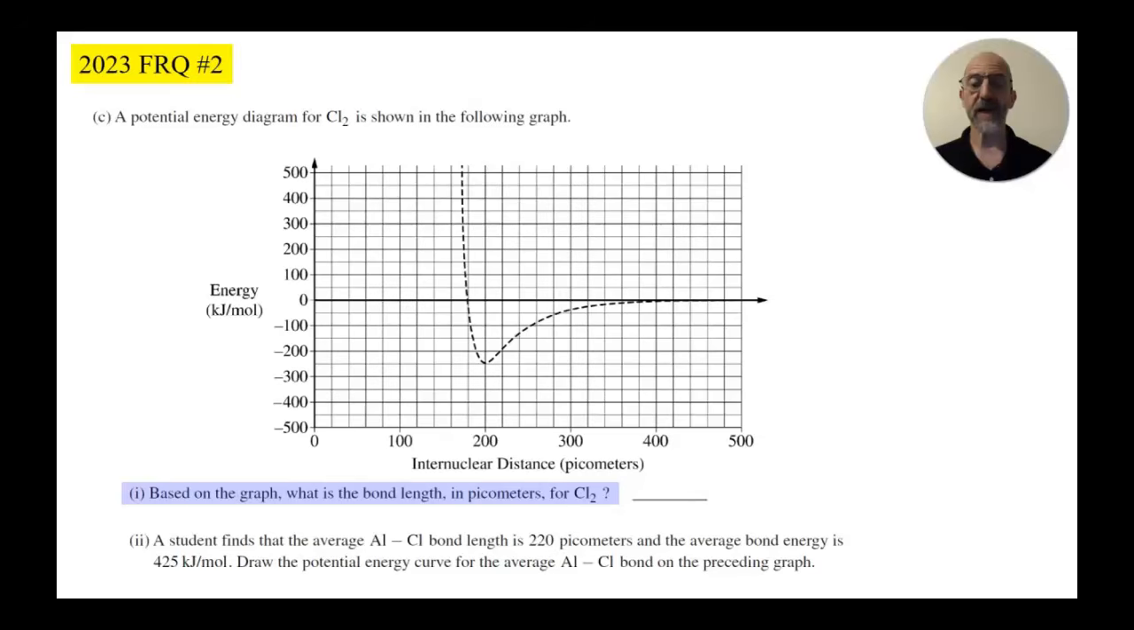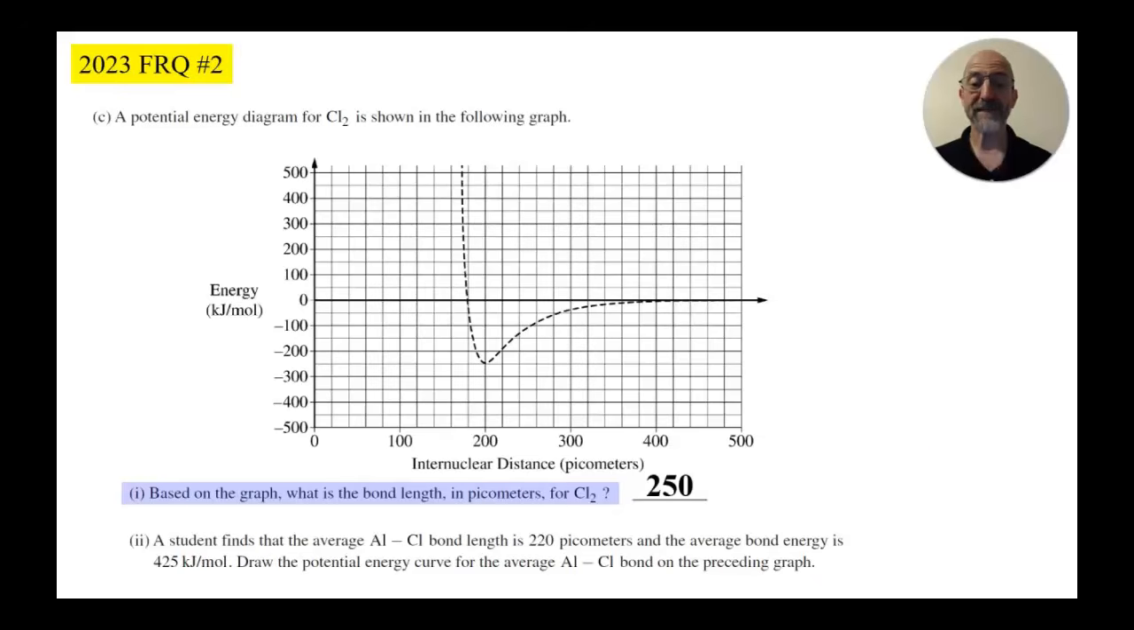All right, moving on to our next question. This relates to the bond length and the bond energy. So you've seen diagrams like this before. Read the question carefully because watch what happens. In this question from the 2023 AP Chemistry exam, it says, what is the bond length in picometers for the Cl2 bond? And the student wrote 250.